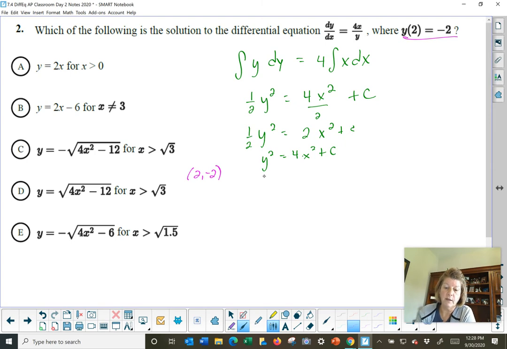So put in -2, that's going to give me 4. Put in 2 there, that's 4. 4 times 4 is 16, plus c. Subtract 16, it looks like we're looking at -12. Oh, good, I'm liking that. Equals c.